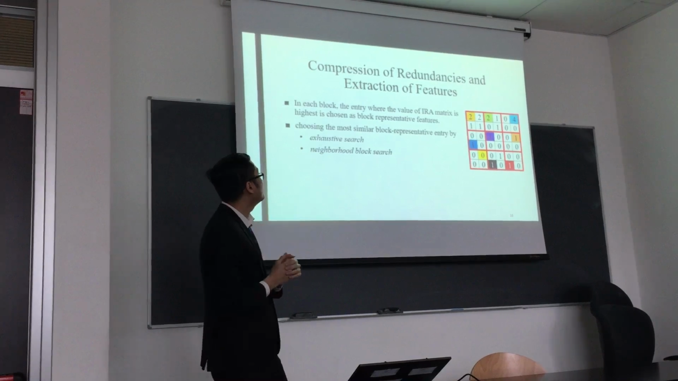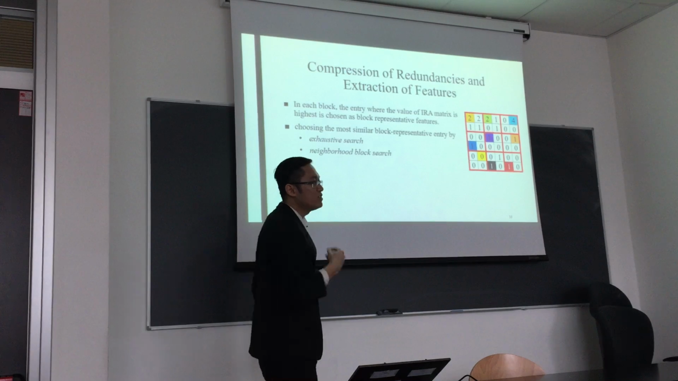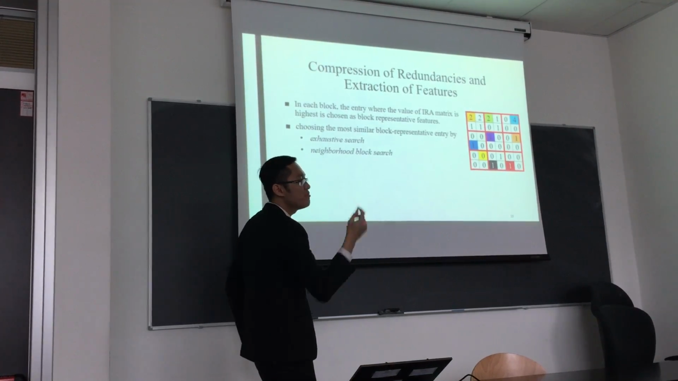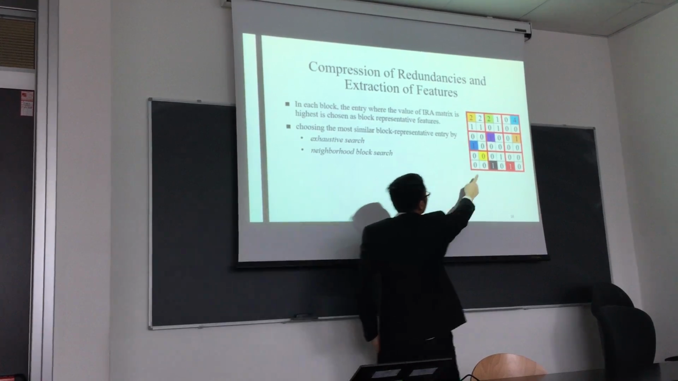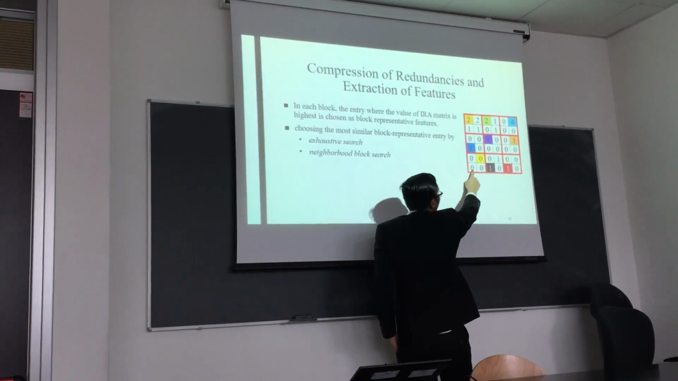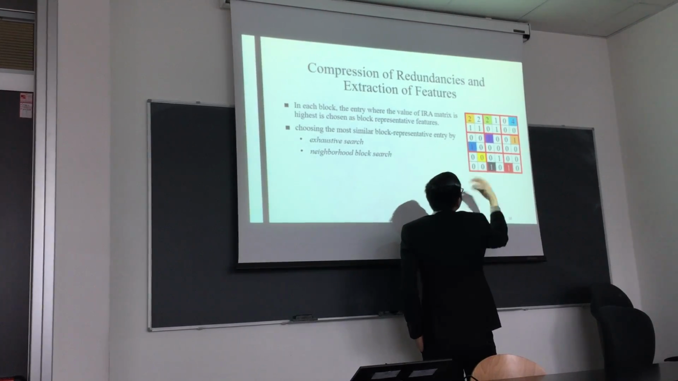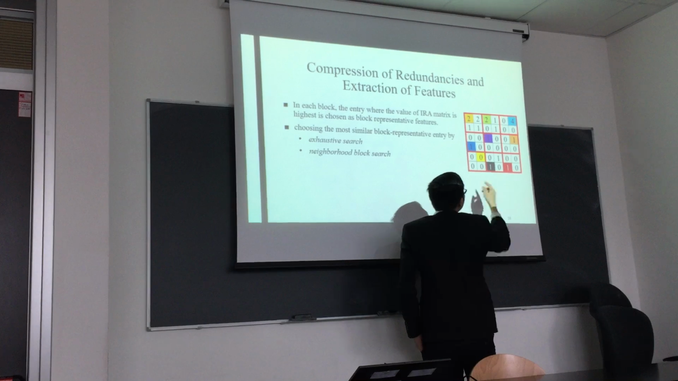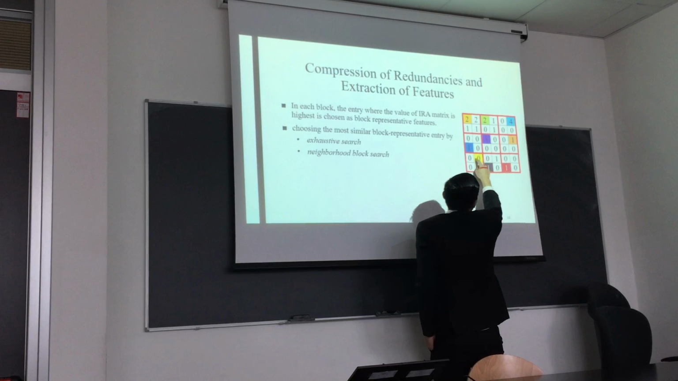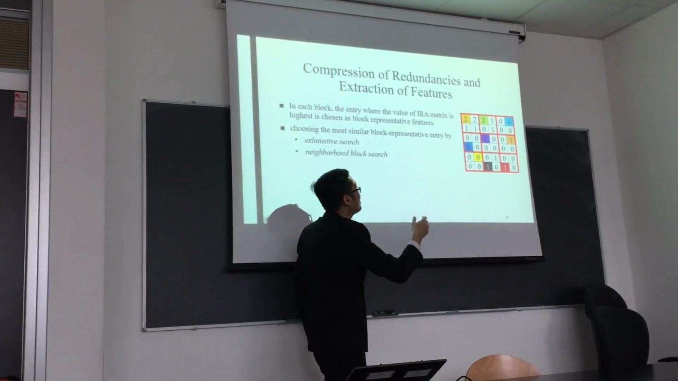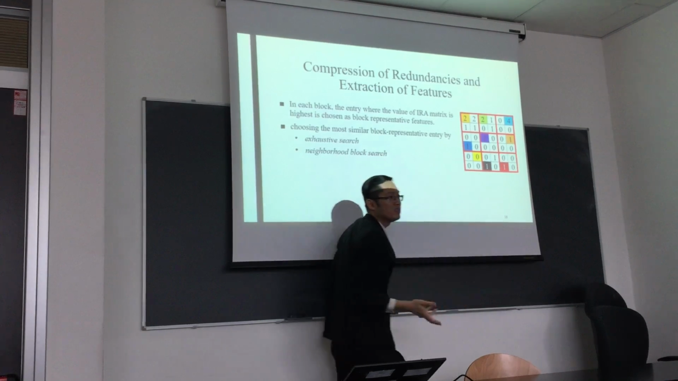So I introduce the neighborhood block search. It means we only consider its own block and its neighborhood blocks, its adjacent blocks. For example, let's consider the bottom left feature. For choosing the most similar block representative, I only consider the blue, the violet, the black, and the yellow one, because they are adjacent blocks. Other blocks I don't consider.